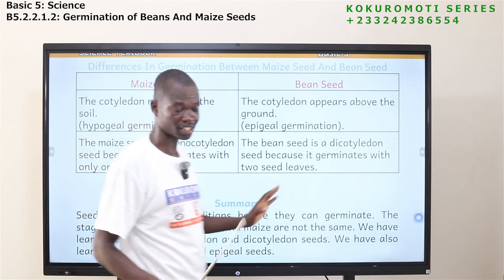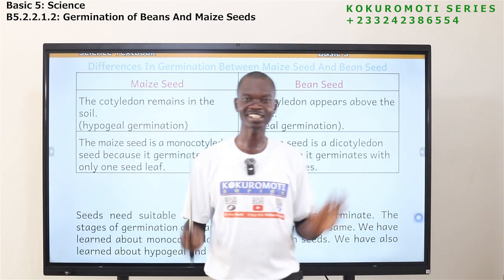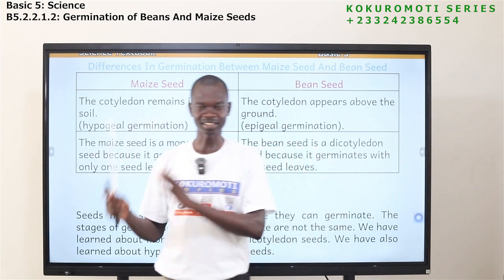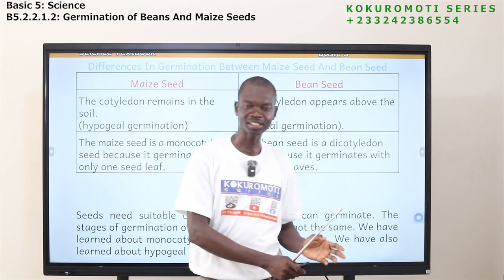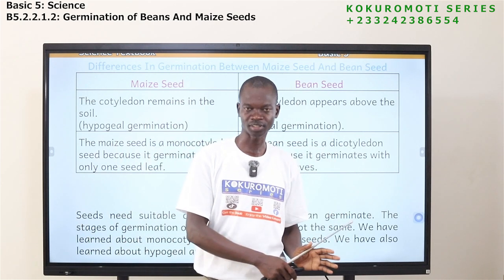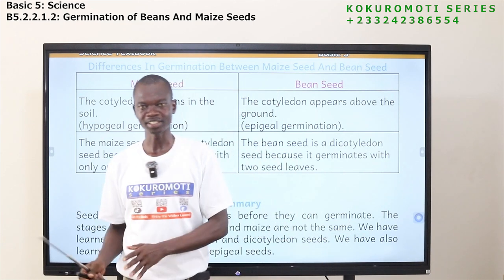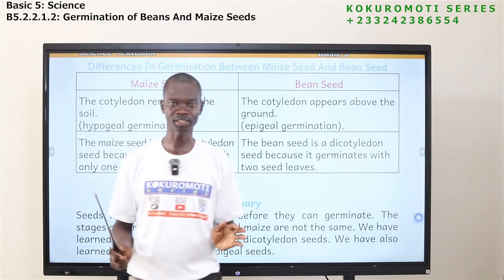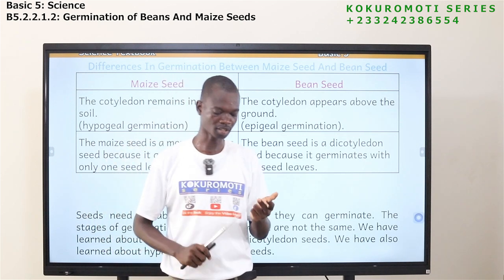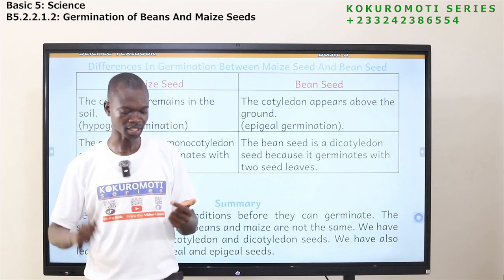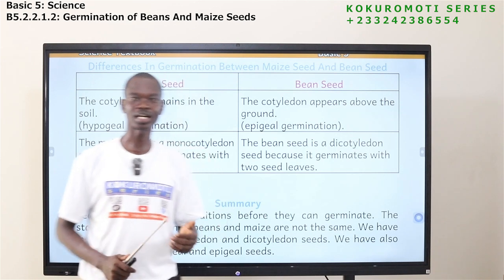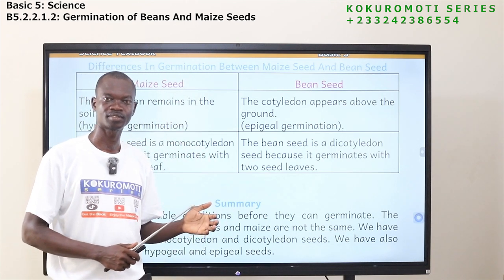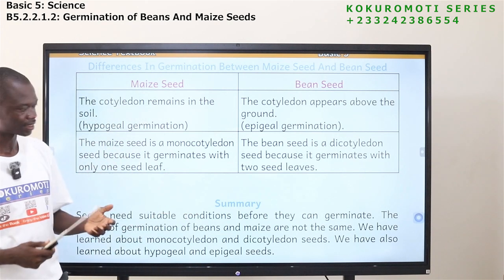We are coming to the end of the lesson. You should understand that today we have learned about germination. Before germination can take place, there are some conditions that are necessary. These conditions need to be present before germination can take place. Without these conditions, germination will not take place. We have seen water, oxygen, suitable temperature, viable seed or healthy seed, and we have also seen light.